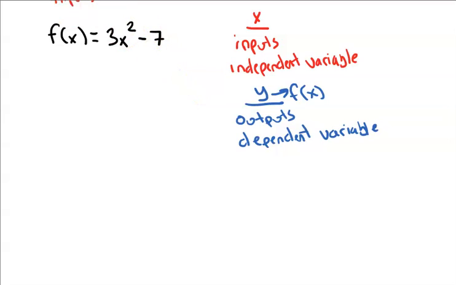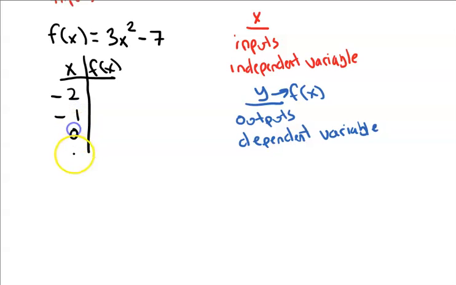So let's talk about how we can tell if this is a function. First off, one quick way to do this is to make a table. So let's make a table of x and f of x values. You can name this y. I usually start looking at a table by using these 5 values. So when I plug -2 into here, I get -2 squared is 4. 4 times 3 is 12. 12 minus 7 is 5.